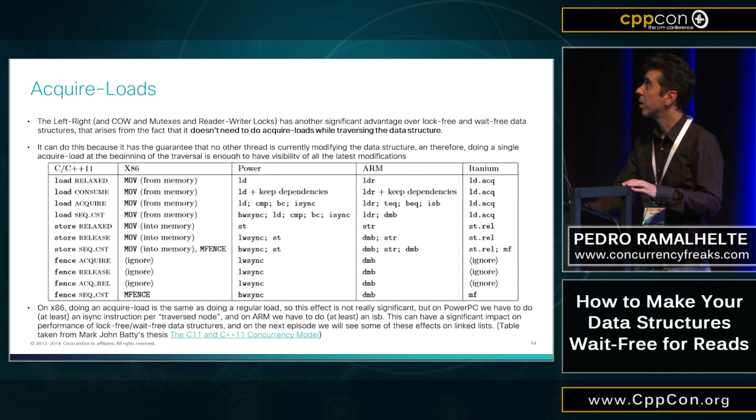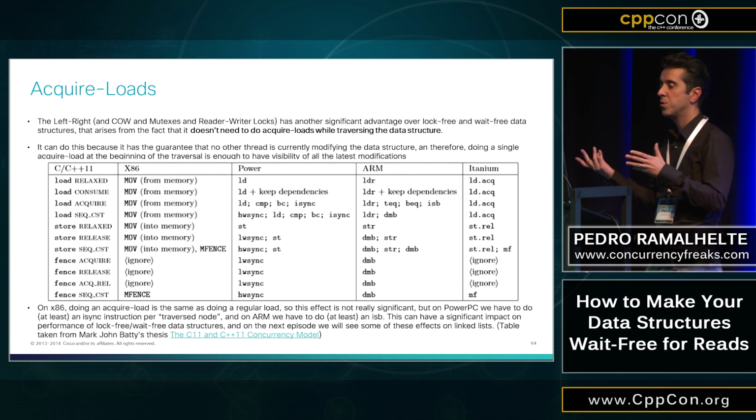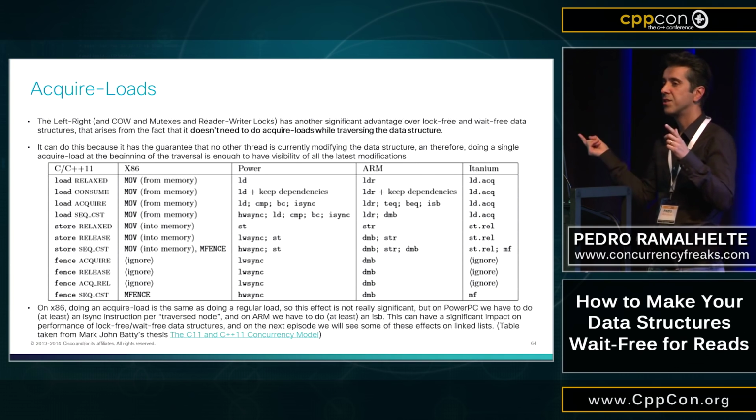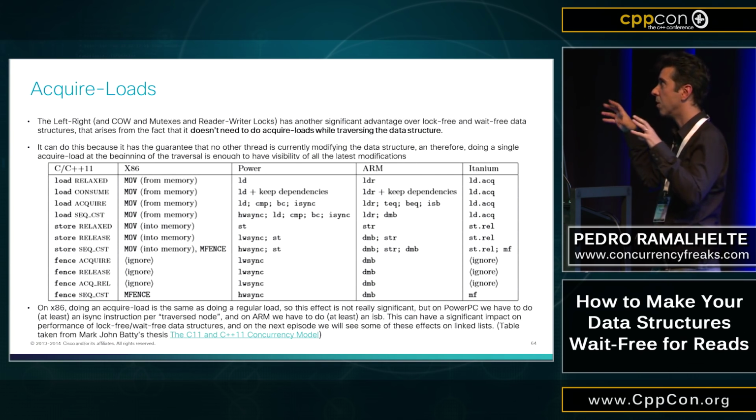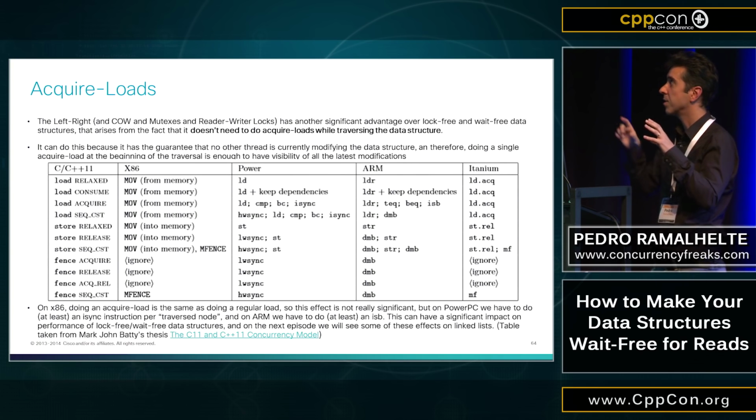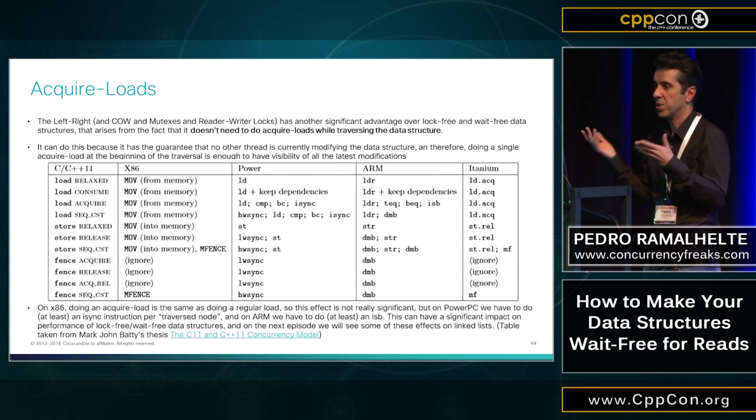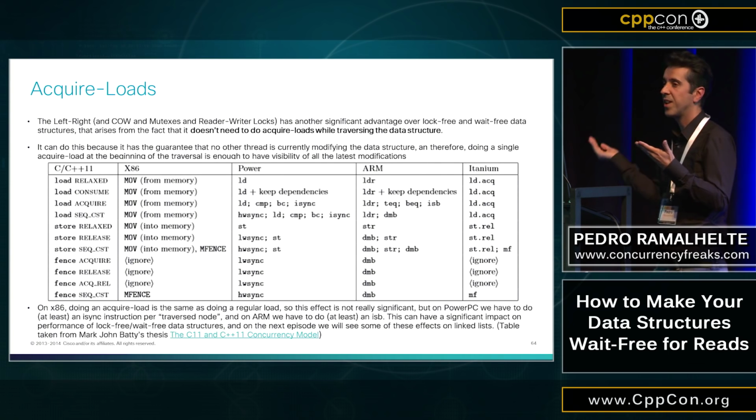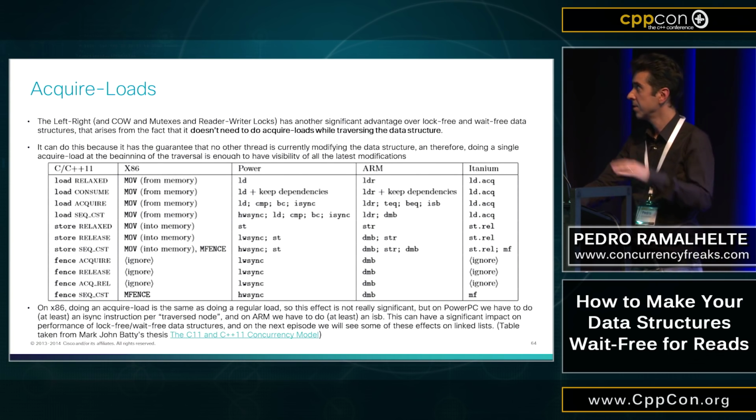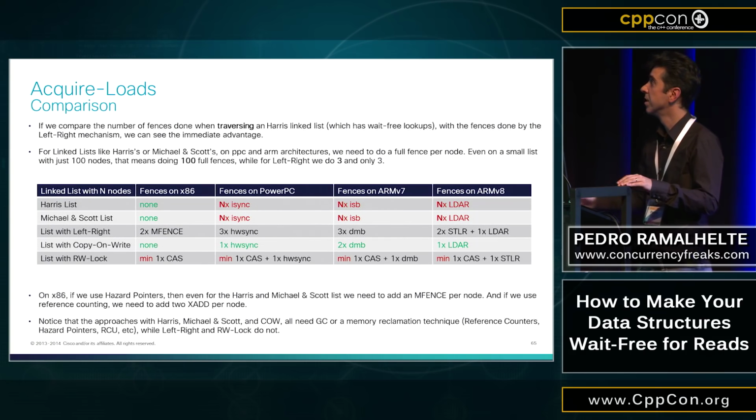But on other architectures like PowerPC and ARM, that can be a pretty big difference because this one is doing a sync and that one is not doing anything. So when you use a left-right technique to go through a really large data structure, going through all those nodes, it's kind of like doing a relaxed load because they're just regular variables. So you're not doing any memory fence behind, so it's much faster to do any traversal. So that's an advantage, usually.